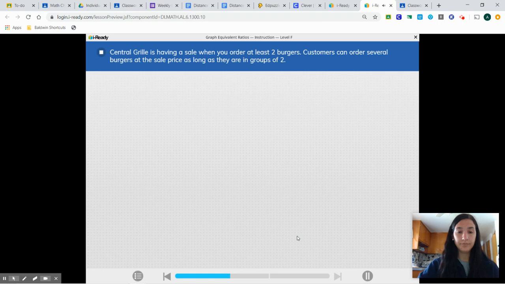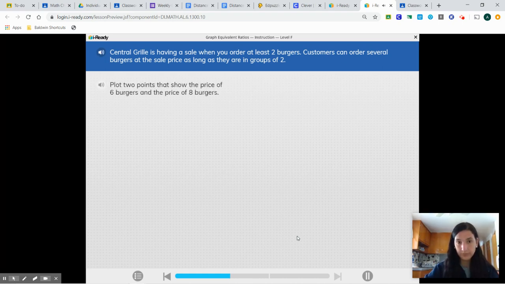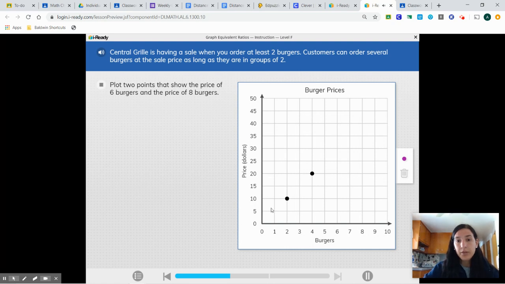Central Grill is having a sale when you order at least 2 burgers. Customers can order several burgers at the sale price as long as they are in groups of 2. Okay. Plot 2 points that show the price of 6 burgers and the price of 8 burgers. If our 10 is y and our 2 is x, 10 divided by 2 is $5 per burger. So now we can do 6 times 5, which will give us 30. So our point for 6 burgers will be $30. And for 8 burgers, 8 times 5 will be $40.